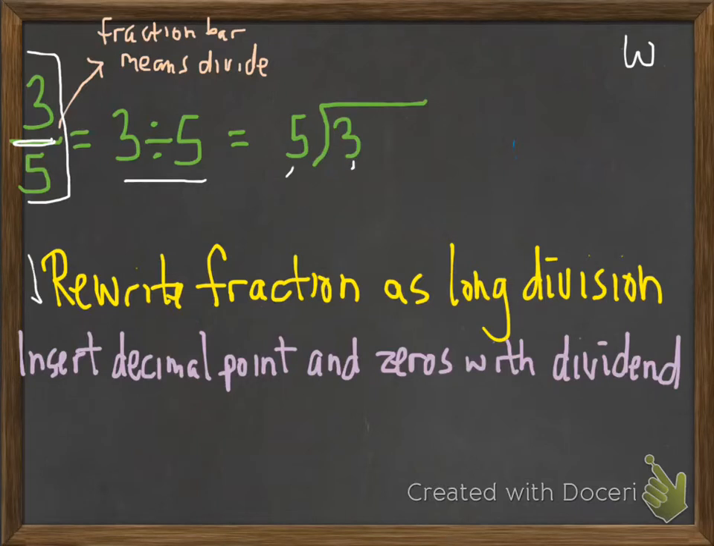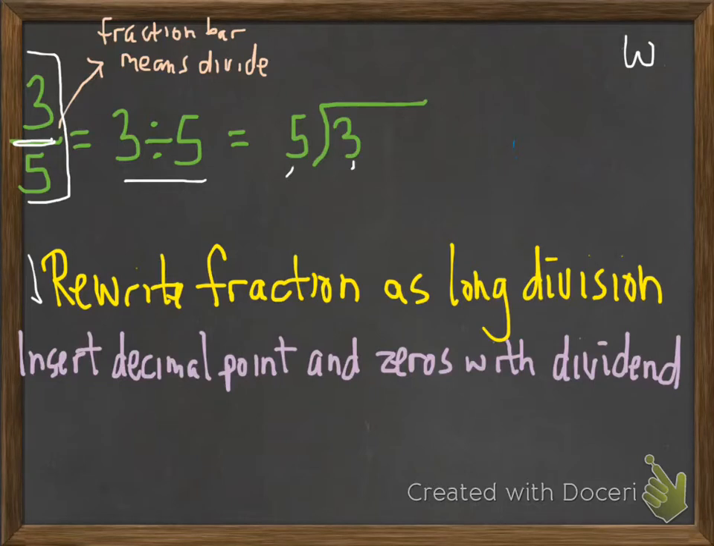Just be careful. Make sure that first number, it's actually called the dividend, the 3 in this case, goes inside the little house. The 5, the divisor, goes on the outside. Remember, the number being divided or split apart goes inside. So when you say 3 divided by 5, put that 3 inside the division bar.